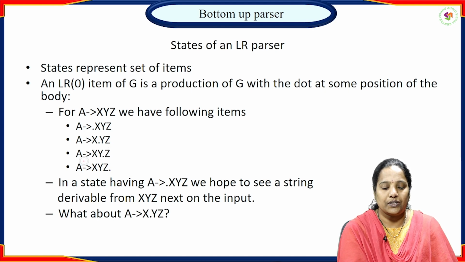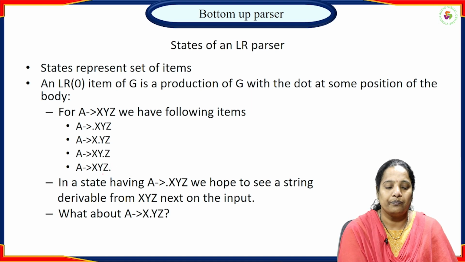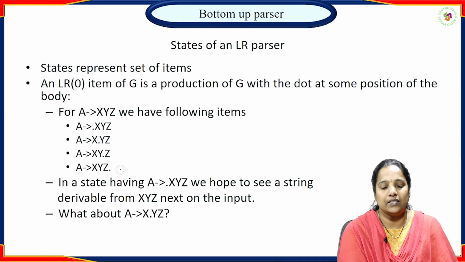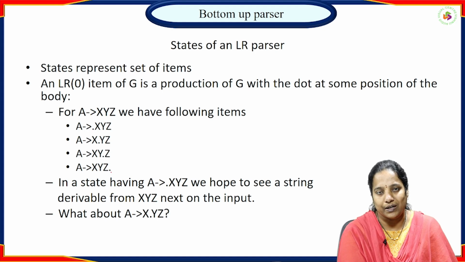Then the next representation for the given production is A tends to XY dot Z. The parser has verified one more symbol on the right-hand side, that is X followed by Y, so we move the dot to the right. A tends to XYZ dot is called a reduced production, meaning everything on the right-hand side has been verified by the parser, and the dot will be at the rightmost end. If the dot is at the leftmost end, nothing is verified by the parser. If it is at the rightmost end, everything is verified by the parser.